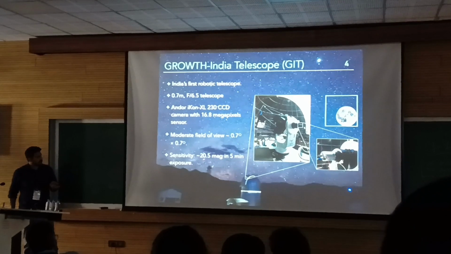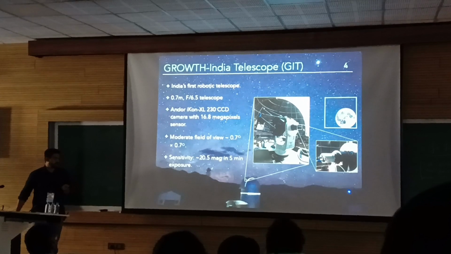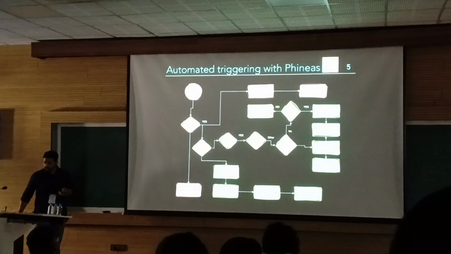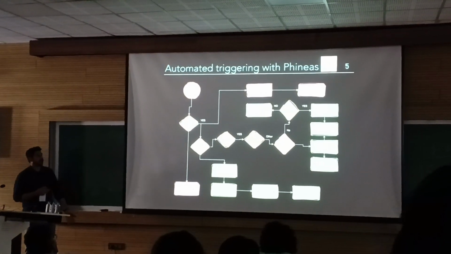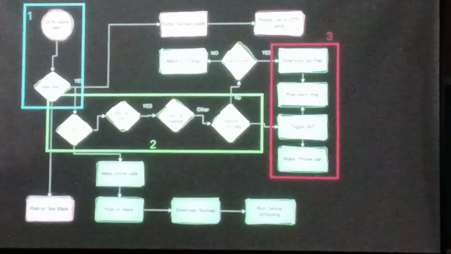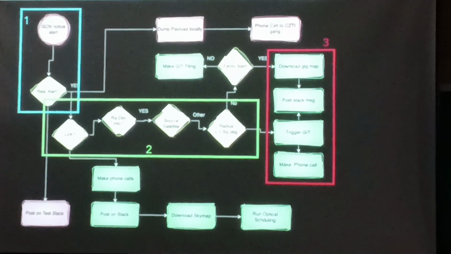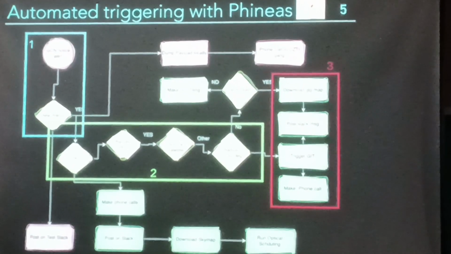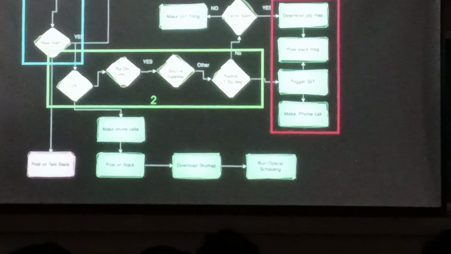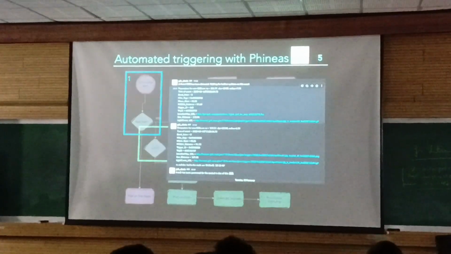The important thing is the sensitivity of the telescope, where it can go up to 20.5 to 21 magnitudes within a 5 minute exposure, and can also take deep exposures by coadding many images. The way we have designed the triggering on this telescope, it is completely automated. It looks for alerts coming from these servers, and then it does quite a bit of filtering on whether the particular event is suitable for follow-up with this telescope or not, and then eventually it triggers the telescope if all of these triggering criteria are met.